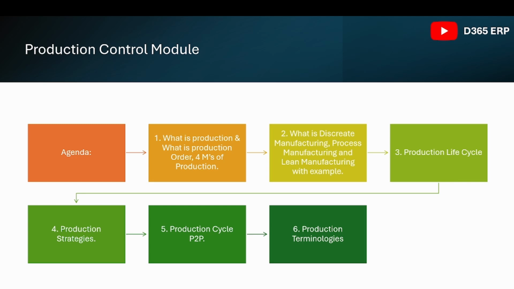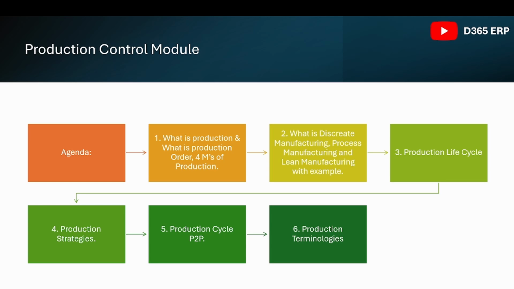Then we move to the production strategies. It covers make to order, make to stock, make to configuration. There are a total of 5 production strategies we'll cover in this episode. Then we move to the production cycle, P2P cycle, plan to produce. So in this fifth point, we'll cover the plan to produce cycle which Microsoft shares on their website. And in the last part, we'll discuss some production terminologies, some basic terminologies, and some additional and advanced terminologies.